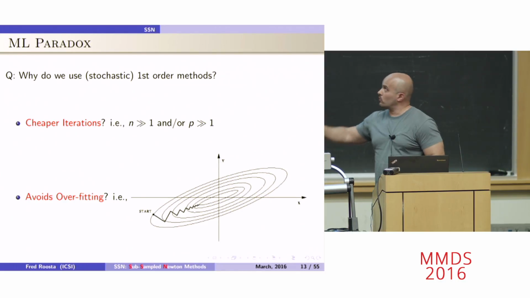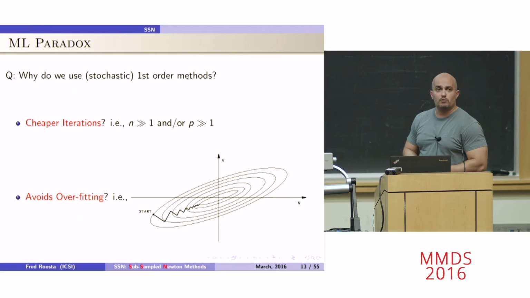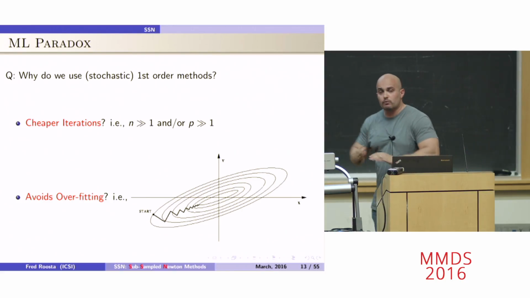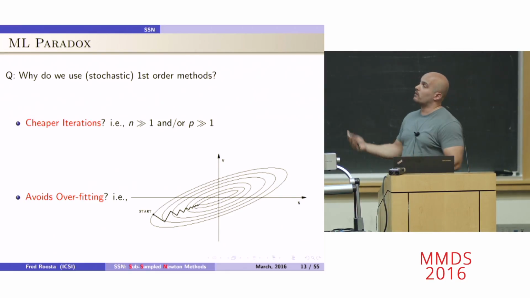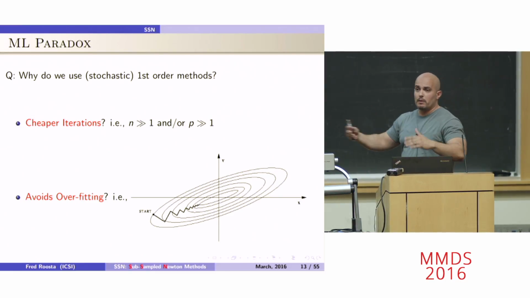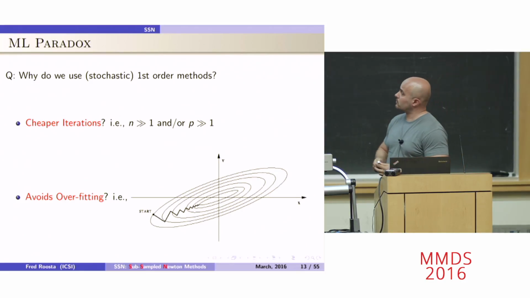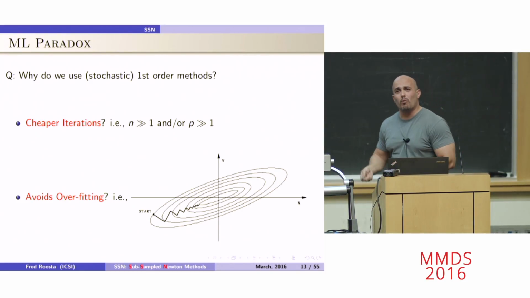Essentially, everybody answered that, hey, cheaper per iteration. I totally agree with that. I have no problem with that. We, in fact, knew it a long time ago. Everybody agrees upon that. Yeah, first-order methods are definitely cheap per iteration. But the second thing, I had no idea what it was.